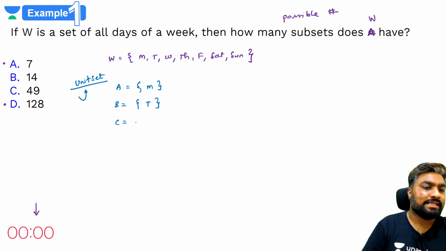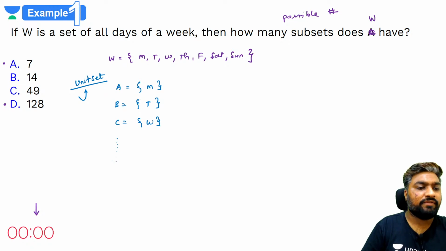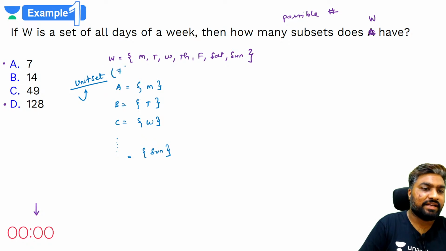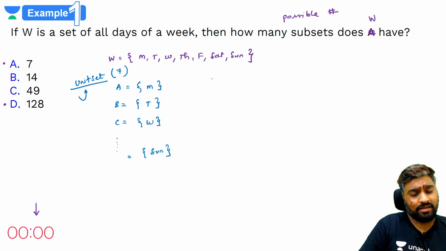I can make a set C that has only Monday, only Tuesday, only Wednesday, only Thursday, only Friday, only Saturday, only Sunday. Correct? Can I do that? I will have the 7th set that has only Sunday in it. Correct? Yes or no, guys? So how many unit sets do we have? 7.